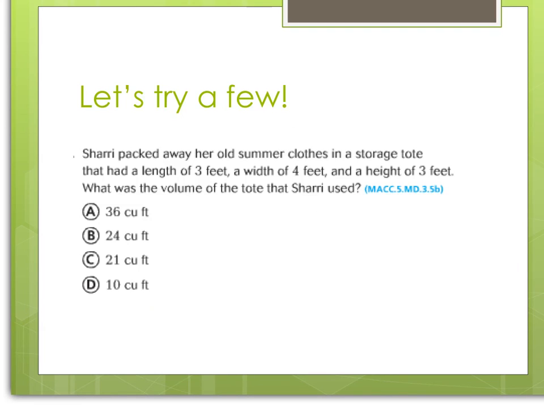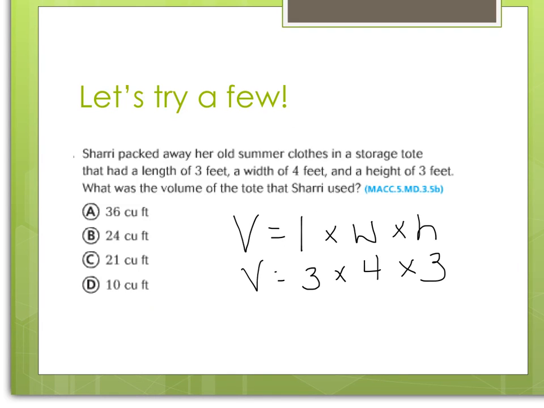Let's use our formula. Volume equals length times width times height. In this case, we know that the length of the tote was 3 feet, the width was 4 feet, and the height was 3 feet. So we're going to plug those numbers in. Working out the problem, we see that the volume of this tote was 36, don't forget to use your unit, feet cubed, or cubic feet. Our answer is A.